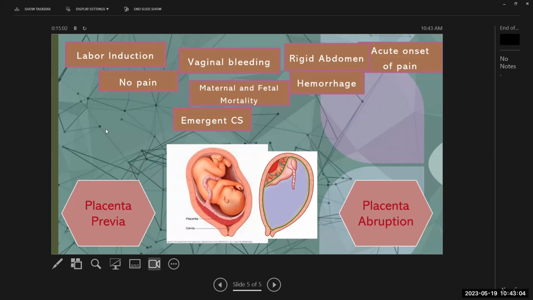Yeah, you're going to see decelerations, late decelerations. If she starts to contract and she's in labor, you're going to see decelerations, and they're going to be prolonged.